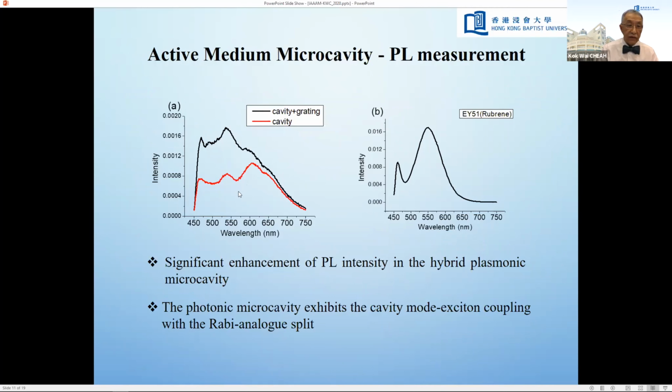Here we can see that if we have no grating at all, which is the red line on the left, the PL is broad across from about 460 to just about 650 nanometers. But if you add the grating, you can see a strong enhancement of the photoluminescence. That means there is a coupling effect between the grating and the active medium. The right hand side just shows the pure EY51 film luminescent properties, which should have a peak around 560. So we do see an enhancement, and the microcavity gives you a much broader luminescence.